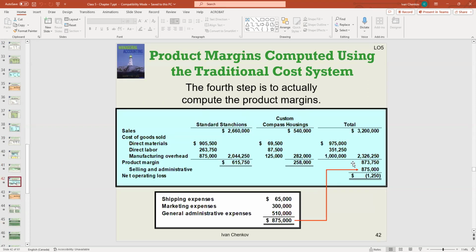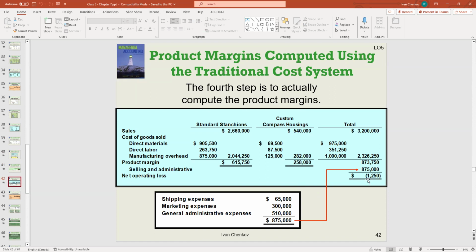Once we do that, we're gonna run the report. Again, we're allocating only the $1 million. The other selling, administrative, marketing, and shipping, we treat it as a period cost. We're not changing those ones. Shipping expenses, period cost. Marketing expenses, period cost. General administrative expenses in the traditional, period cost.